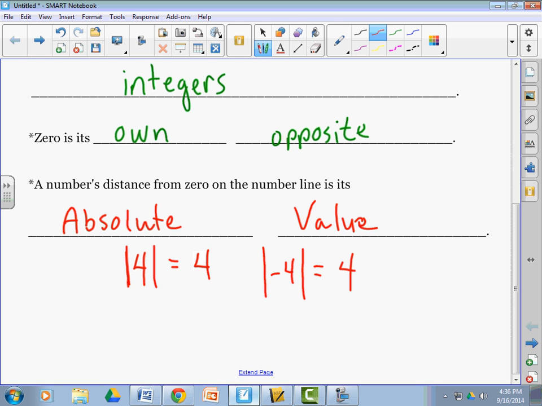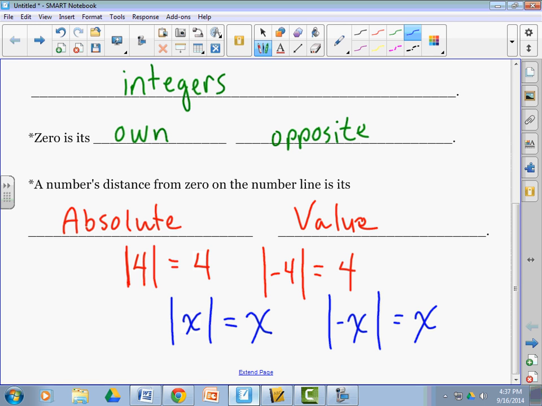And this would also work for variables. Since we are doing a lot with algebra, if I ask for the absolute value of x, regardless of what x is, the absolute value of x is x. Or the absolute value of negative x, or the opposite of x, would still be a positive x.